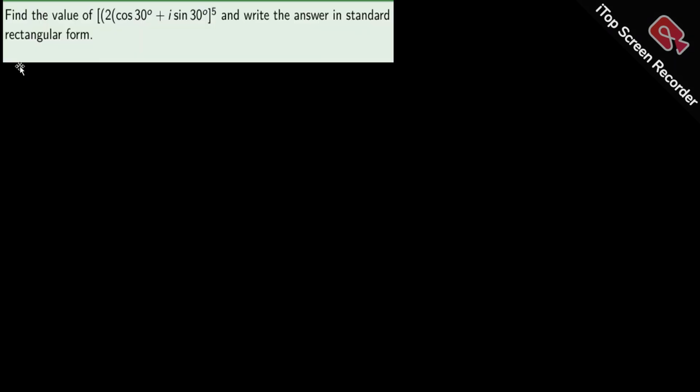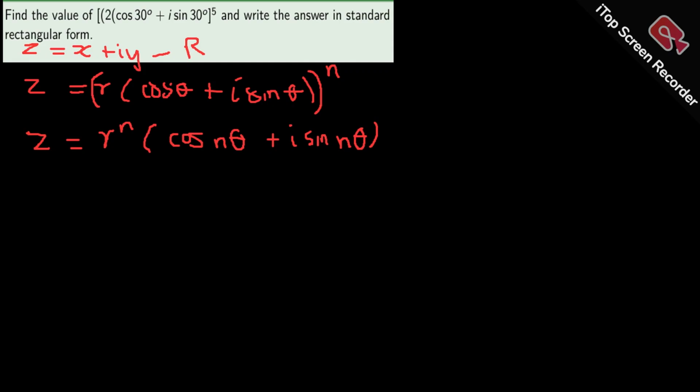Okay, so this is the example that we have. The question is saying, find the value of that complex number and write the answer in standard rectangular form. Whenever you hear the word standard, it's just talking about rectangular form, which we know is z equal to x plus imaginary unit times y. Okay, let's talk about it. So what are we going to do? We have seen that the complex number that we have is raised to the power 5.